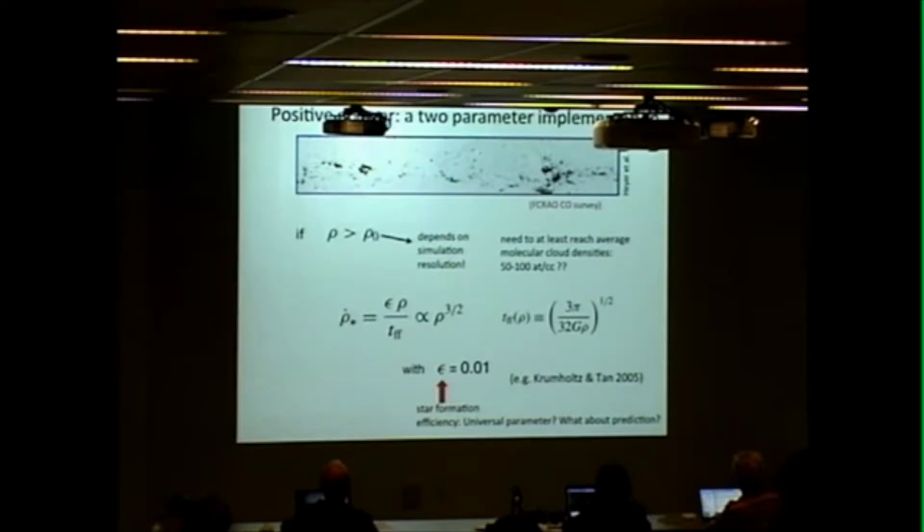And so basically, you could argue that you need to at least reach an average molecular cloud density like 50 or 100 atoms per cc for this threshold to be realistic for star formation. And then you apply this simple Schmidt law with an efficiency of about 1%. So what you are assuming, in effect, is that this star formation efficiency, so the amount of stars that you form per free-fall time, is a universal parameter.